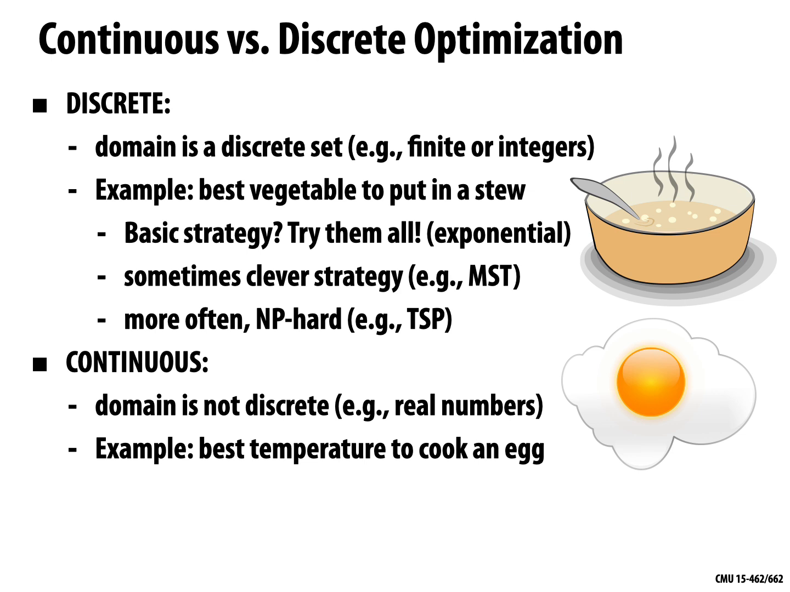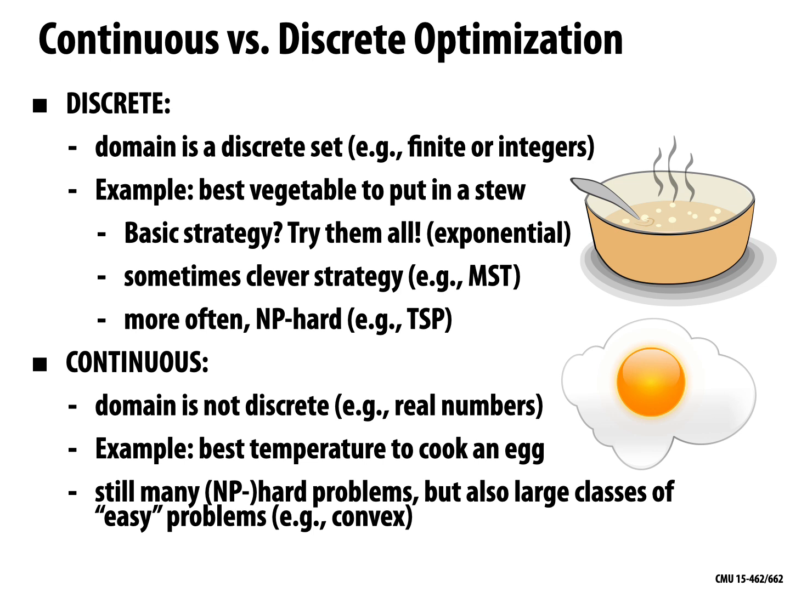Maybe I could approximate it with a discrete problem, right? I consider only integer temperatures, okay? But does that really make it any easier? Was that the right thing to do? Even within continuous optimization, there's still a lot of NP hard problems. In fact, a lot of discrete problems can be transformed into a continuous problem. But there are also large classes of easy problems.